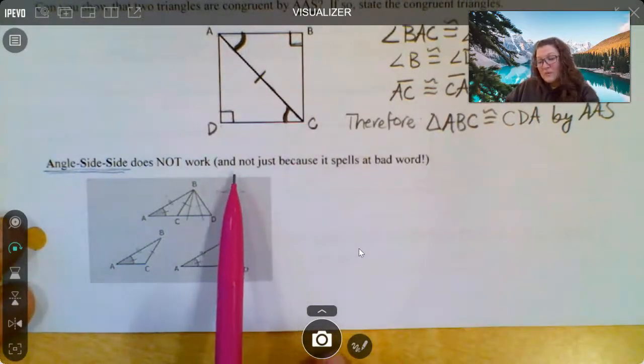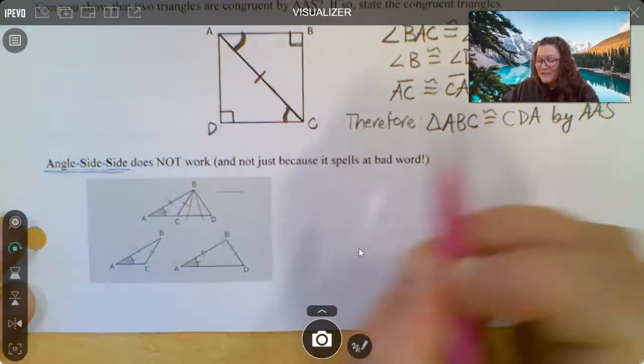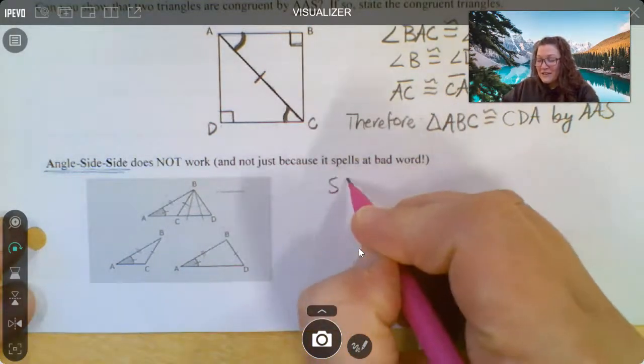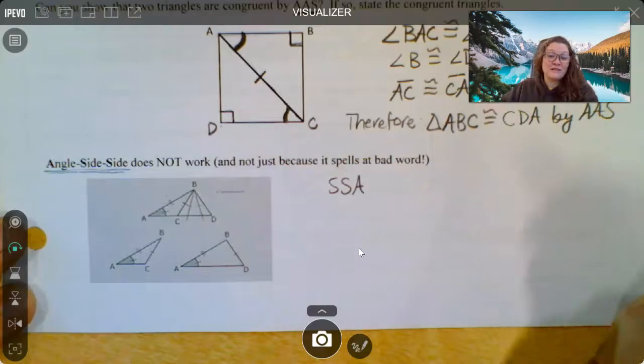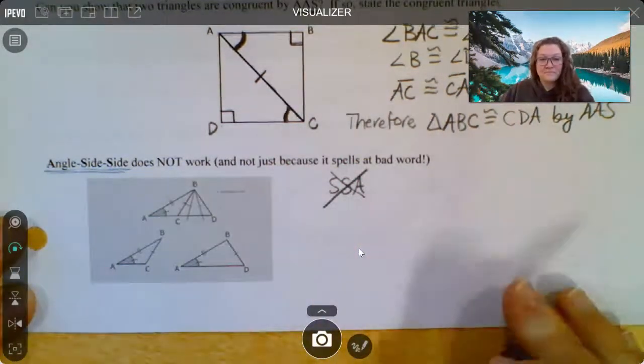But you can maybe remember because it does spell a bad word. Yikes. If I use this one, I usually say side, side, angle, so that I'm not spelling the bad word. But either way, it does not work.